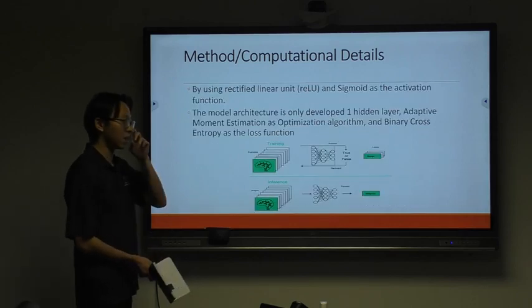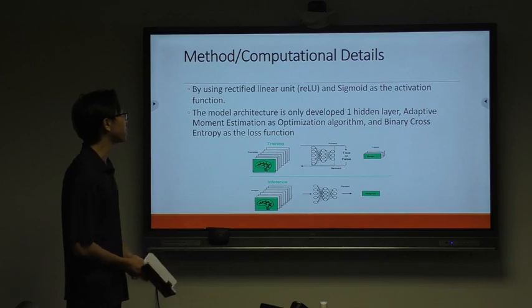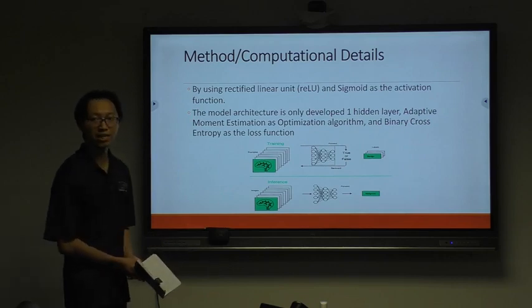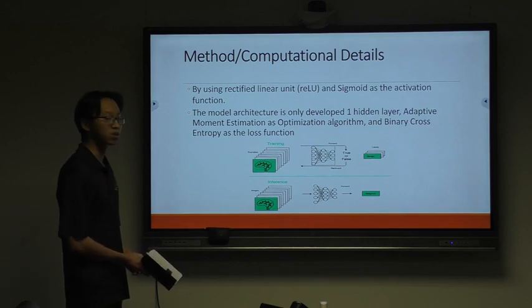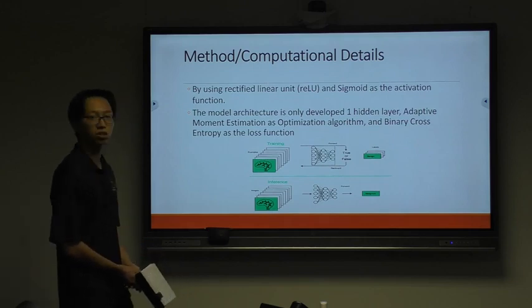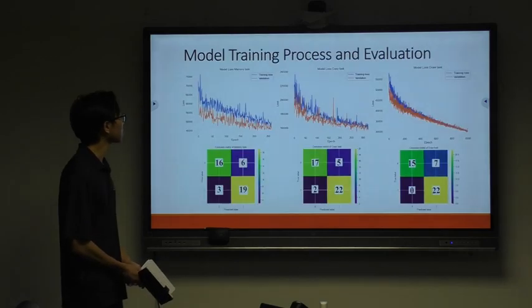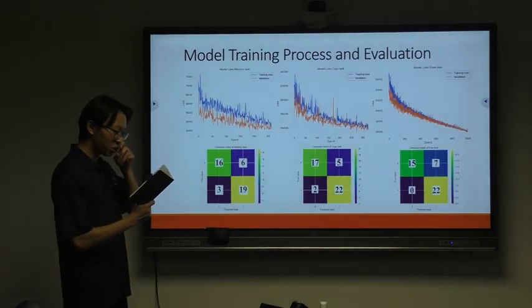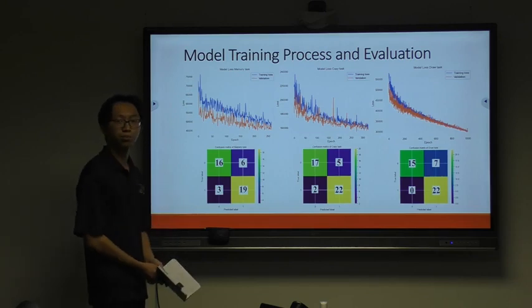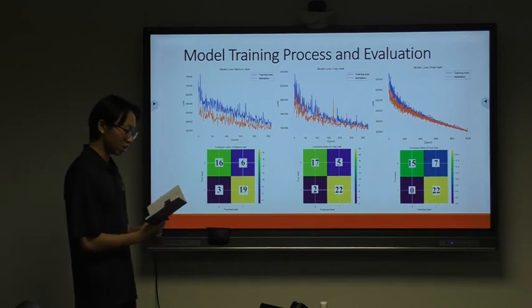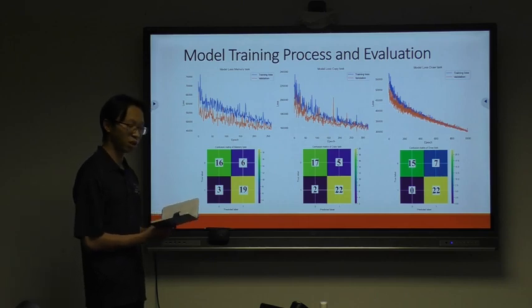About the model, I will use the rectified linear unit and sigmoid as the activation functions. The model is only developed with one hidden layer, using adaptive moment estimation as the optimization algorithm and binary cross-entropy as the loss function. I also use various techniques such as regularization and early stopping to prevent overfitting and improve the performance of the model.